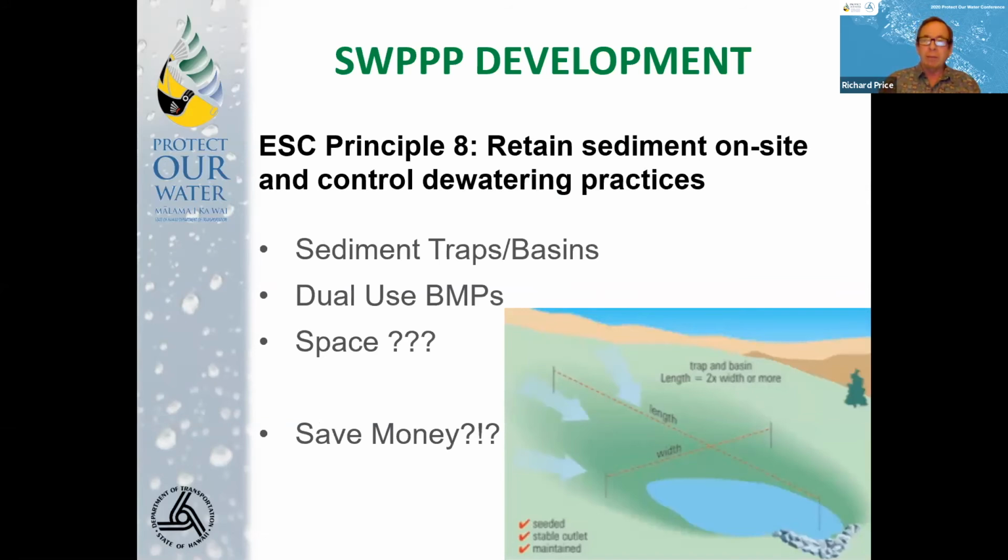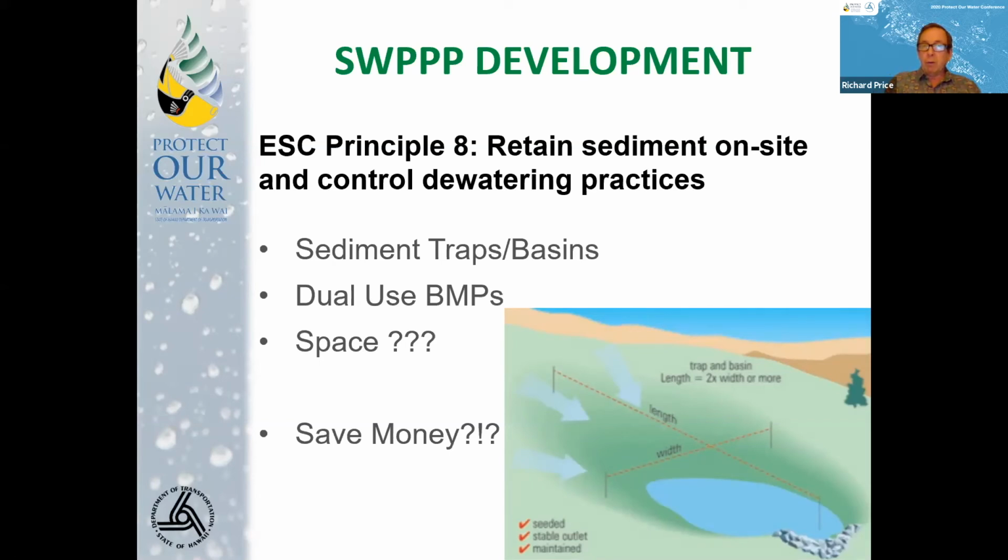Principle 8, retaining sediment on site. This is sediment traps and basins. We don't use these a lot in Hawaii. I think there may be more opportunities for it, but we're typically driven here by space as much as anything, particularly on linear projects like highways.